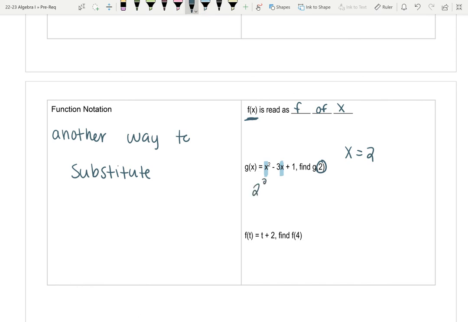So I have 2 squared minus 3 times 2 plus 1. And we go back to our PEMDAS in order of operations, which gives me 4 minus 6 plus 1, which gives me an answer of negative 1. All right, this next one, this f of 4 is really just telling me that, well, we don't have x's here, so here we have a t, so it's going to be that t equals 4. So right here, I'm going to put 4 plus 2, pretty easy, that is 6.